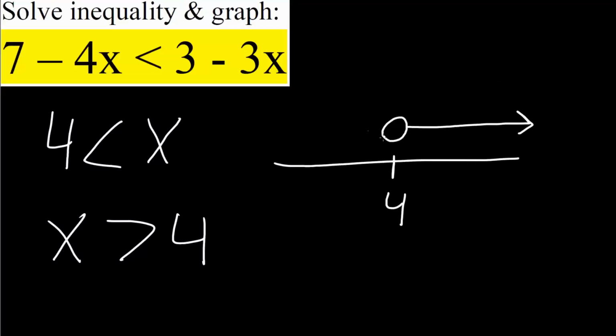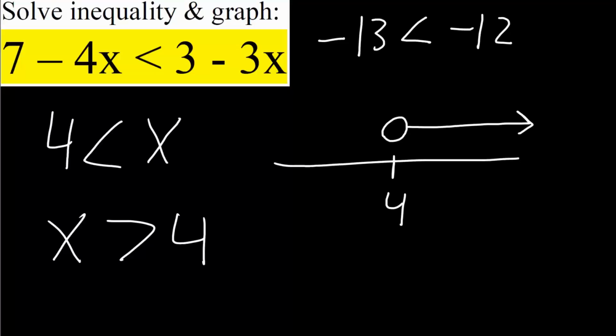And we can even check this. We can say x is 5. If x is 5, we would get 7 minus 4 times 5. So 7 minus 20, that would be minus 13. We're saying less than 3 minus 3 times 5. So 3 minus 15, so minus 12. And this is a correct statement. Minus 13 is less than minus 12. So we just proved it.